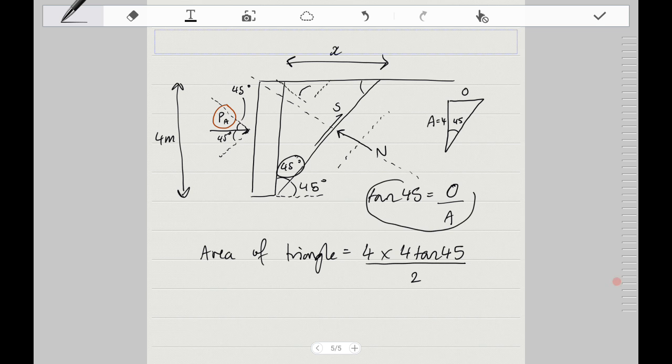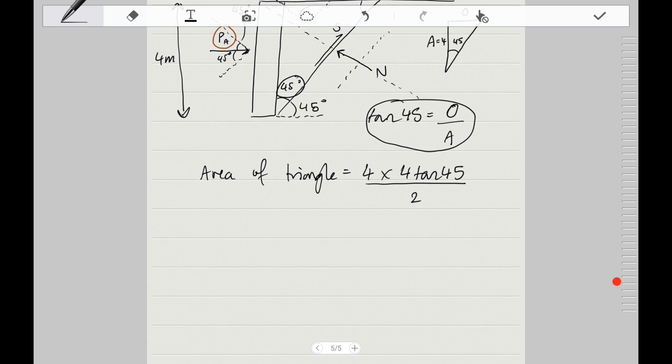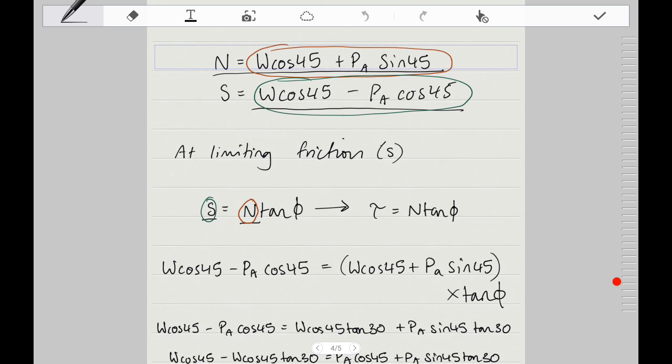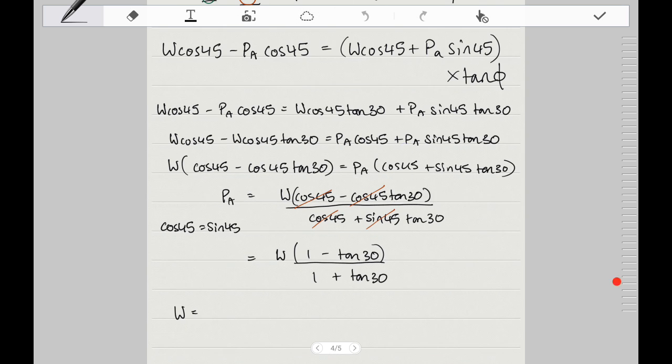Okay, so your force, W, equals 4 times 4. Tan 45 is 1, so I'm just going to do it as 4 times 4 over 2. So W is 8, 8 kilonewtons. You can always develop a generic formula for W. So W is 8 kilonewtons.